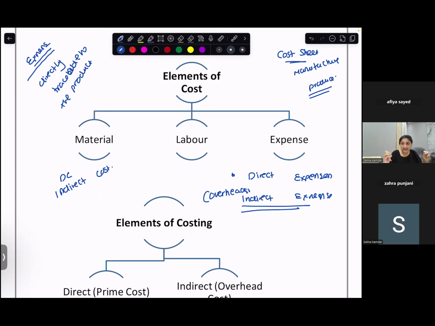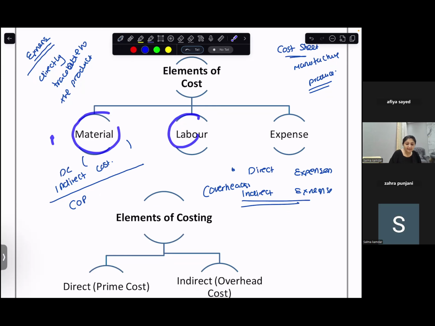Okay. So I said direct cost, indirect cost. You add it, you are going to get your cost of production. Are you with me? Okay. Direct cost, what costs? Everything that can be directly traceable to the product, and there are three direct costs: direct material, direct labor, and direct expenses. I hope you know this.